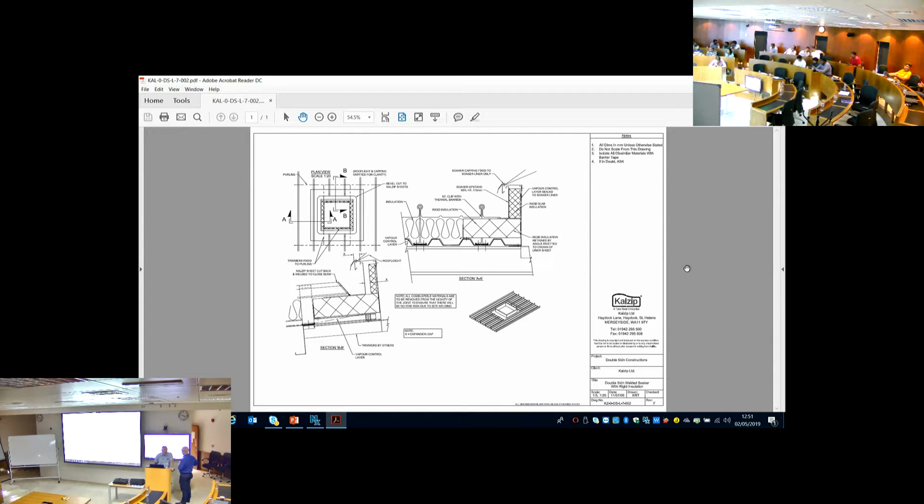You don't need a breathing membrane because we've got foil faced and we're taping the joints. So there's no moisture going to be drawn into it. You don't need to stop the moisture being drawn into the insulation. Therefore, you don't need a breathing membrane. You need a breathing membrane. It's on the original architect's drawings. That's why you need it. And that's the kind of level that you're up against.